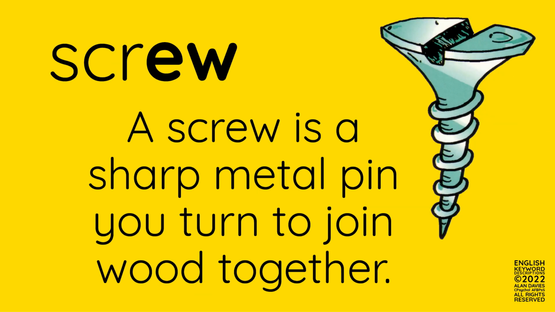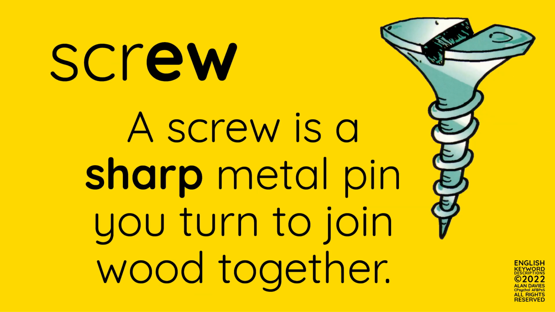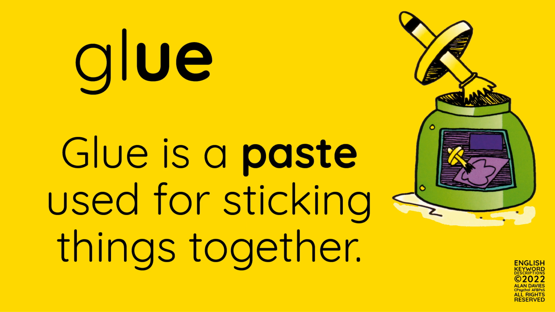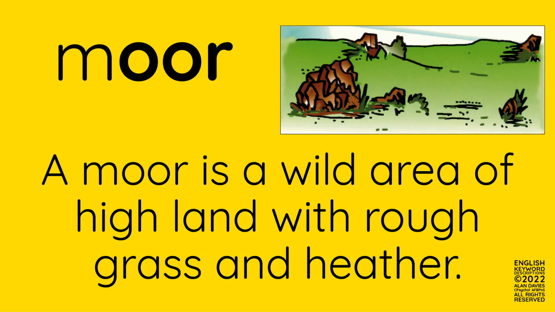Screw. A screw is a sharp metal pin you turn to join wood together. Glue. Glue is a paste used for sticking things together. Moor. A moor is a wild area of high land with rough grass and heather.